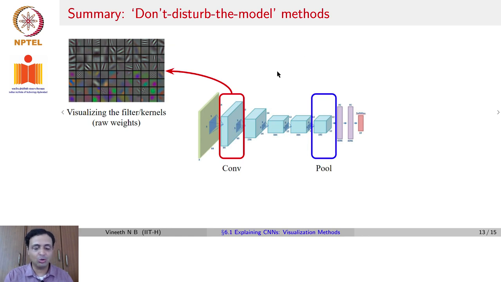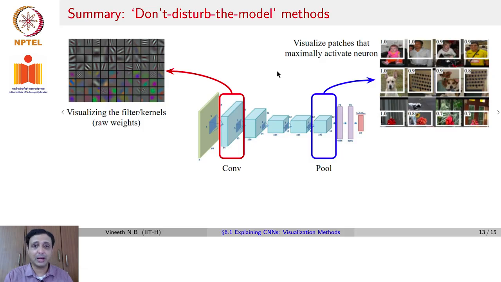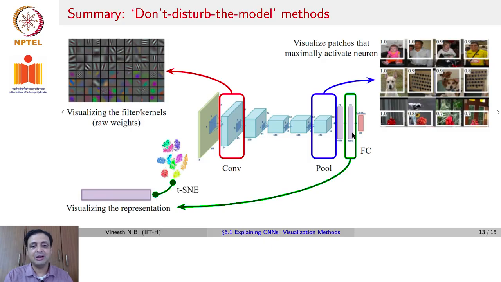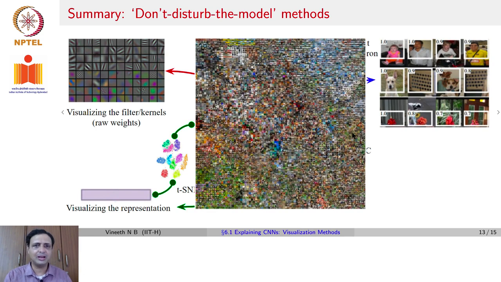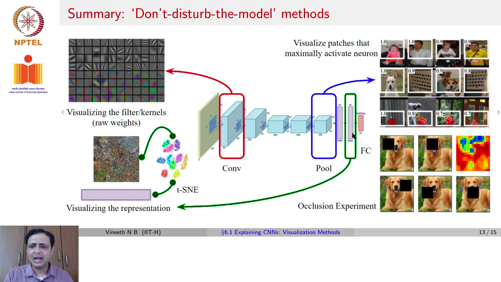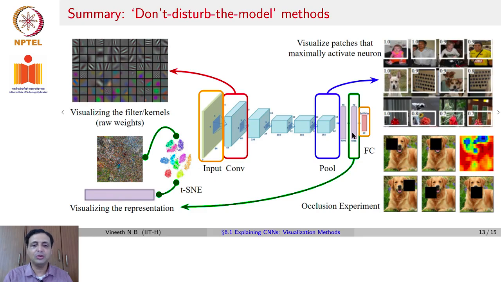You could also take any other neuron, for example in a pool layer, and visualize the patches that maximally activate that neuron. You can get some understanding of what the CNN is learning using this kind of approach. The third thing we talked about is taking the representations you get at the fully connected layer, and doing a dimensionality reduction method such as t-SNE on these representations, and you get an entire set of embeddings for ImageNet. And lastly, we spoke about the occlusion experiment, where you take an input, perturb it, and see what happens at the final classification layer. That gives you a heat map that tells you which part of the image the model was looking at while making a prediction.